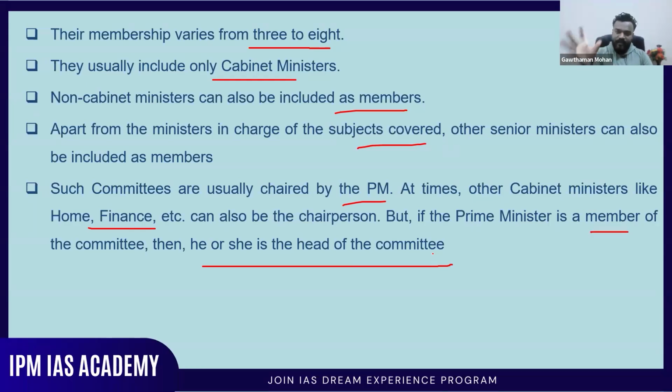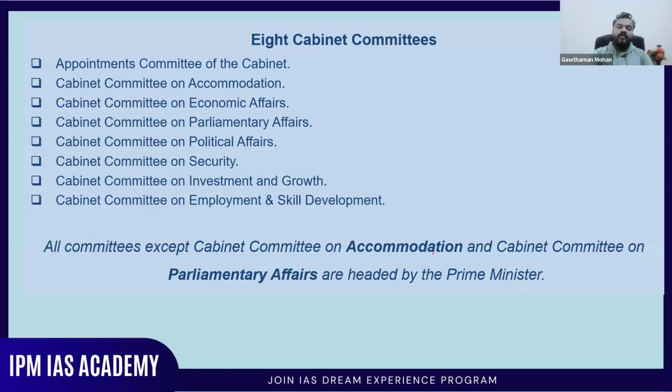So that's about the features of the cabinet committee: who is actually heading the cabinet committee, and the number of people who are involved in the committee. And there are 8 cabinet committees you can see. One is Appointments Committee of the Cabinet. Then Cabinet Committee on Accommodation, Cabinet Committee on Economic Affairs, Cabinet Committee on Parliamentary Affairs, Cabinet Committee on Political Affairs, Cabinet Committee on Security, Cabinet Committee on Investment and Growth, Cabinet Committee on Employment and Skill Development.